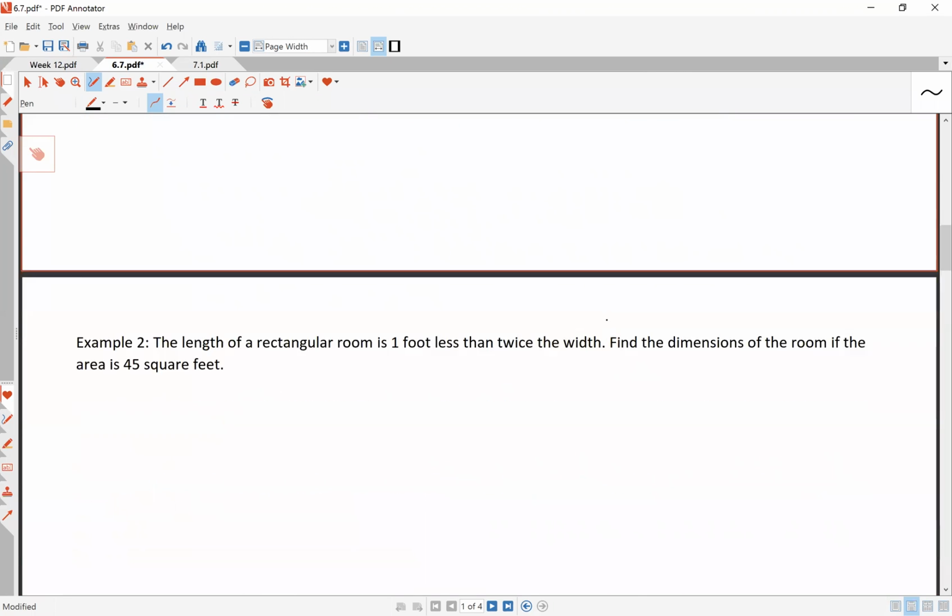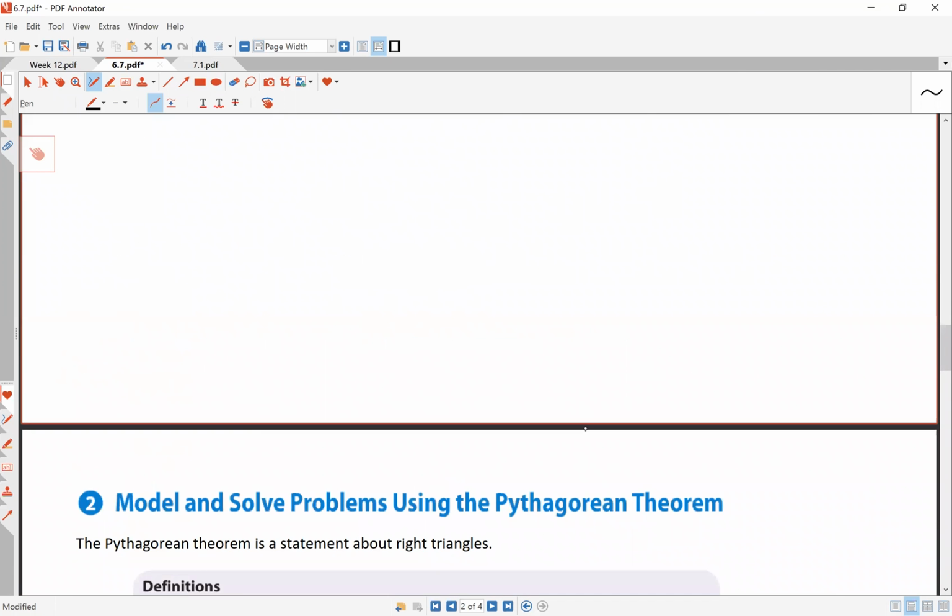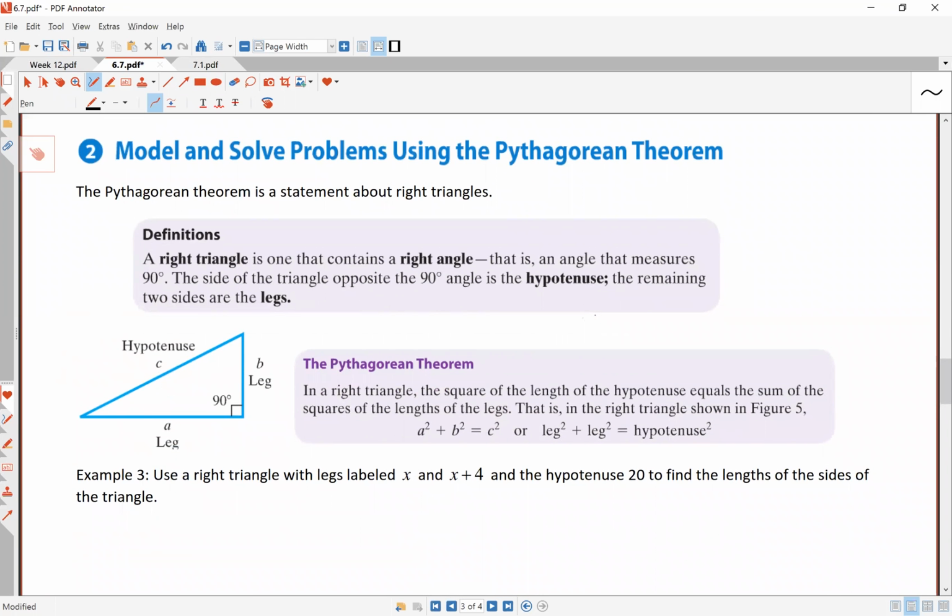All right, picking up where we left off, we were looking at the Pythagorean theorem. Whenever you have a right triangle and you're given the lengths of all sides, one of the sides is a leg and the other side's a leg, but this side is called the hypotenuse. The longest side of any right triangle is called your hypotenuse.